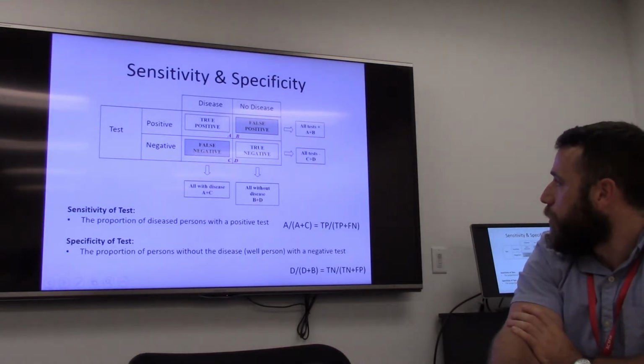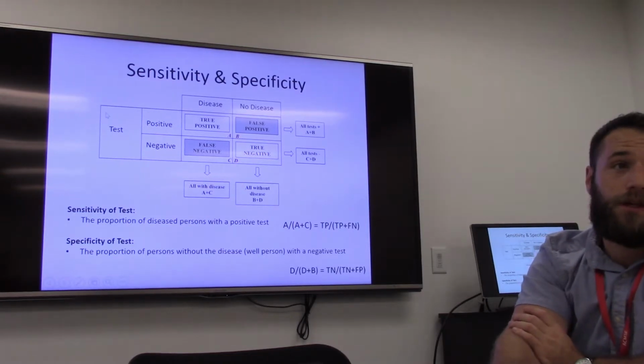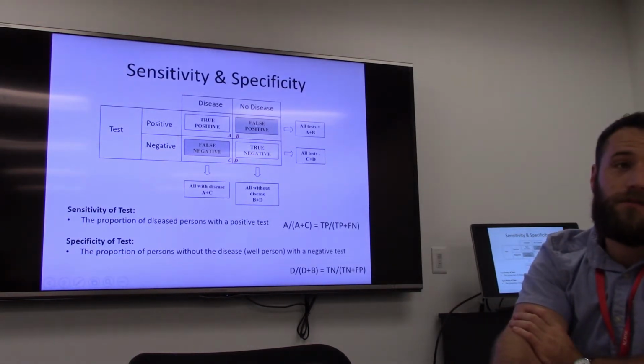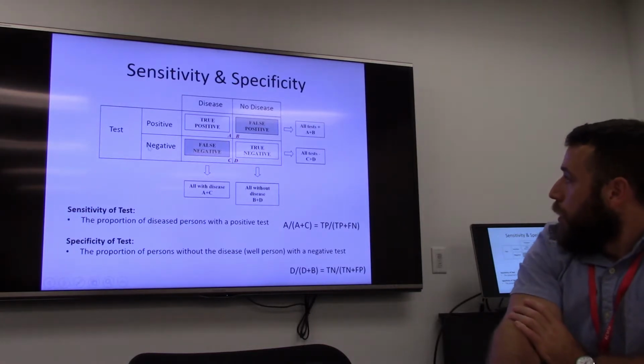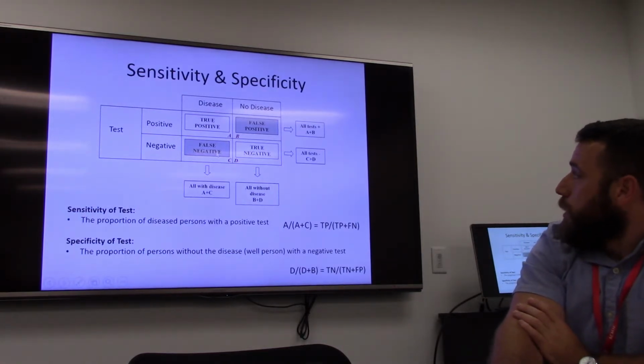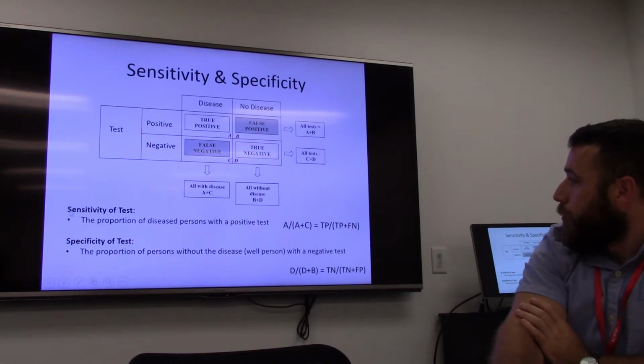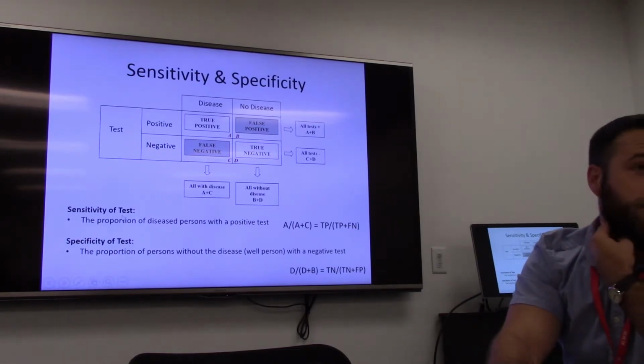So there are 4 quadrants. Coming back to what we said about the 4 potential possibilities: test positive, disease positive. That's your true positive right there. Test positive, disease negative. That's your false alarm, your false positive. Test negative, disease positive, that's your false negative, and test negative, disease negative, that's your true negative. Okay? So first thing that we want to think about is sensitivity and specificity.